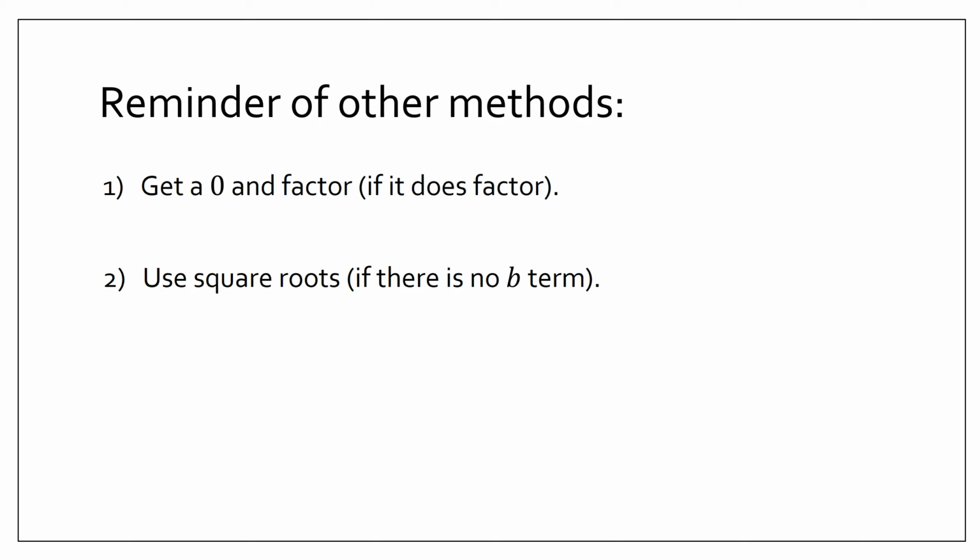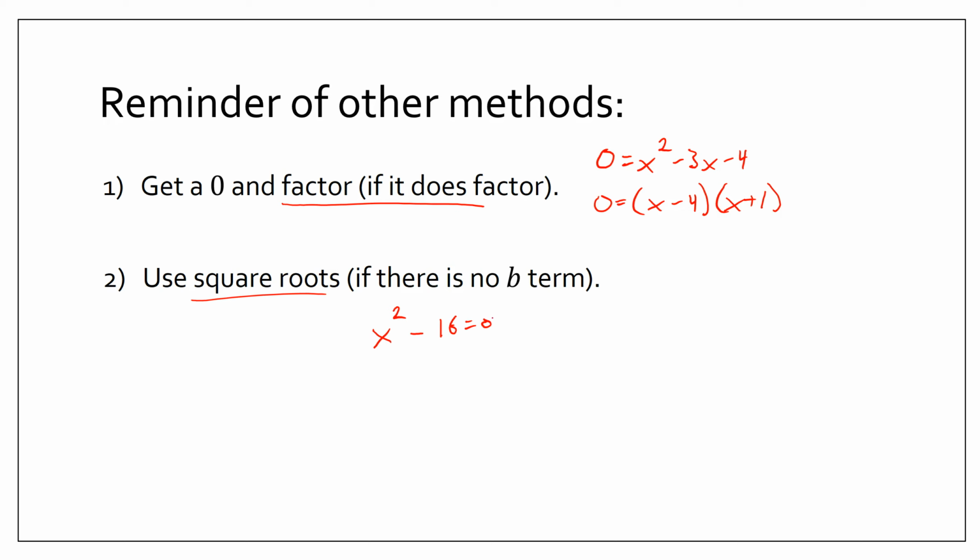So let me explain. First of all, just to remind you of other methods, what we really like to do is factor these. So if we have something like 0 equals x squared minus 3x minus 4, this we can factor, and then it's easy to solve. Or if we don't have a b term, we can use square roots. So if I have something like x squared minus 16, I can move the 16 over, I can take the square root, and I cannot forget about the plus or minus. But what happens if neither of those work?